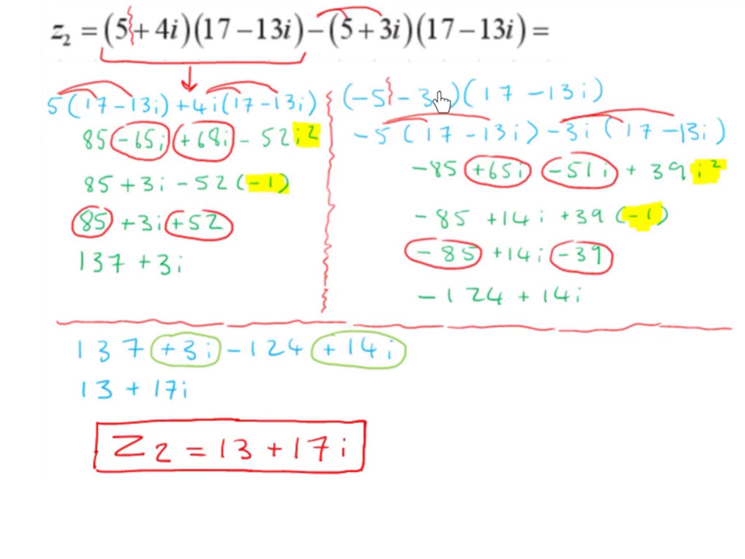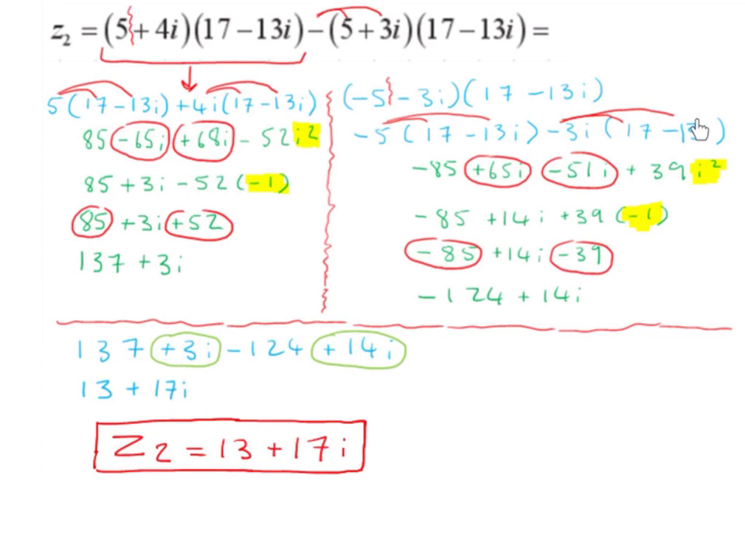So again, I'm going to crack open this first egg, bring down the minus 5, stick on the second set of brackets, bring down the minus 3i, and again stick on the second set of brackets. So minus 5 by 17 is minus 85, minus 5 by minus 13i is plus 65i. A minus multiplied by a minus gives a plus. Careful with the minuses.